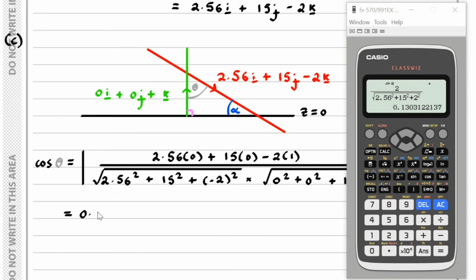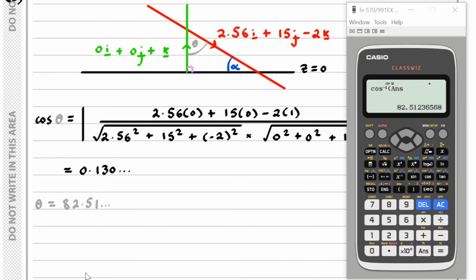We get 0.130, etc. And so therefore theta is equal to the inverse cosine of this, which is 82.51, etc. And so therefore the value of alpha is equal to 90 minus this, which is 7.5 degrees, given to 1 decimal place.